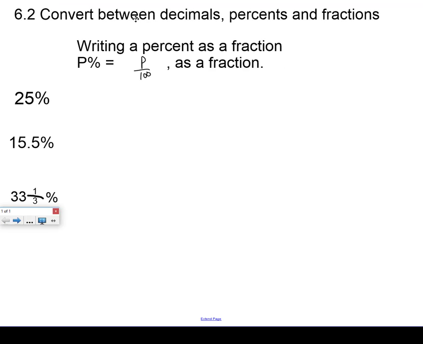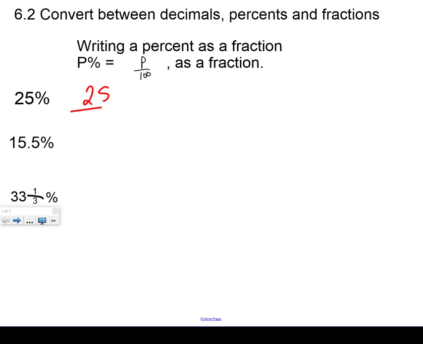Alright, this is 6.2. We're going to convert between decimals, percents, and fractions. So you want to know that when writing a percent as a fraction, you start with a percent, which shows that P percent is whatever number you see as your numerator over 100 as a fraction. So let's do one for example.